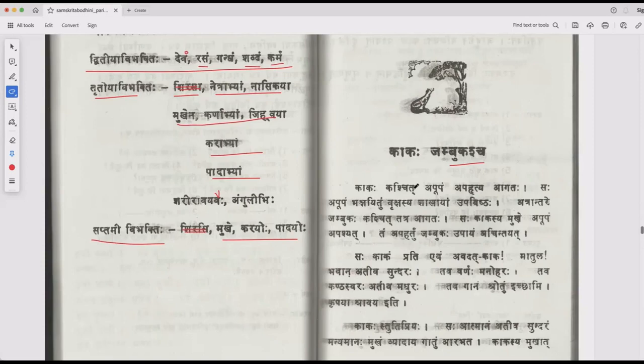Kakaha kaschit. A crow, some crow. Apupam apahritya. It took an apupam. Apupam is... roti. Okay, fine. We can have roti. I have one question. Can I interpret it as kakaha kaschit apupam apahritya agataha, or does it have to be kaschit kakaha apupam apahritya? Good question. So this kaschit is also in prathama vibhakti. If it had to be an adjective of apupam, it would have been kanchit apupam apahritya.